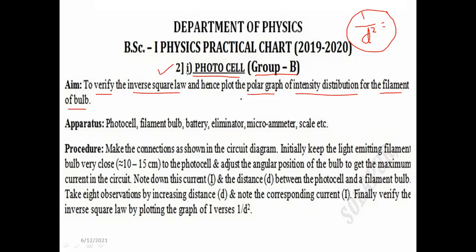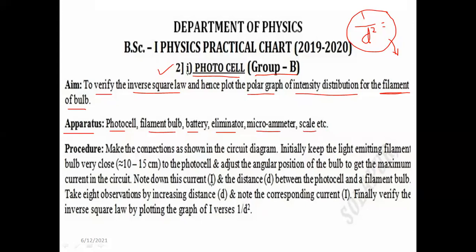If you remember Newton's law of gravitation, you will come to know how the inverse square law is defined. Here we have to use a photocell to verify this law, Newton's law or the inverse square law, with the help of a polar graph and its intensity distribution, which is obtained for the filament of the bulb. The apparatus required are a photocell, filament bulb, battery, illuminator, micrometer, scale, etc.